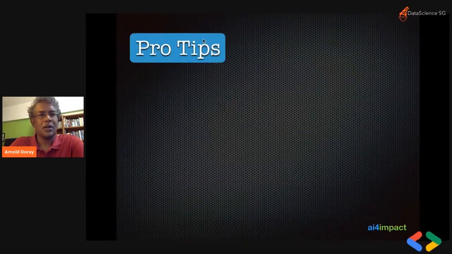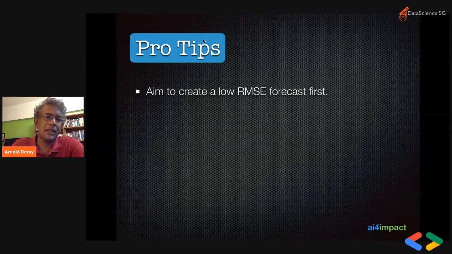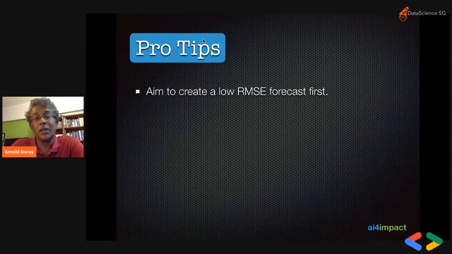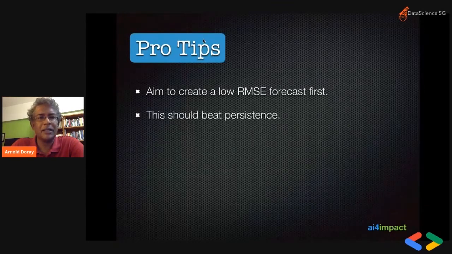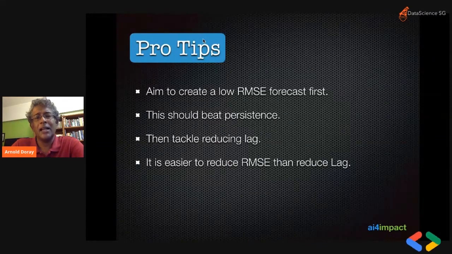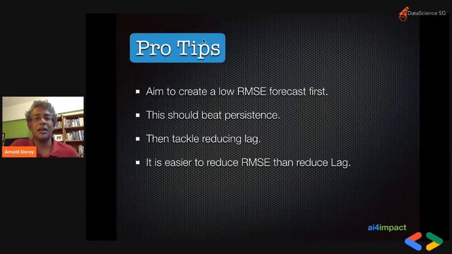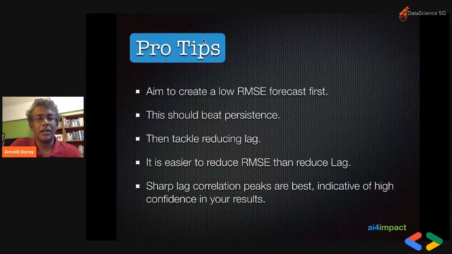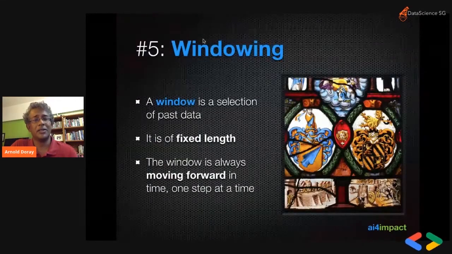So, pro tips: the first thing you have to do when you do time series forecasting with neural nets is to try and create a forecast with a low RMSE, or low error, basically. And this should beat persistence. The next step, if you can, is to tackle the idea of lag. It's always easier to reduce RMSE than it is to reduce lag. And sharp correlation peaks are the best, and they indicate high confidence in your results.